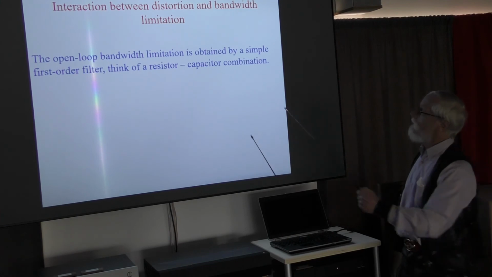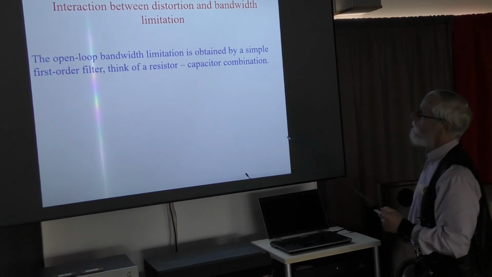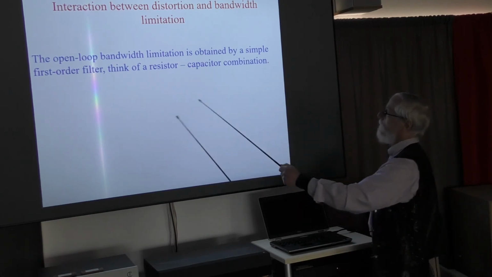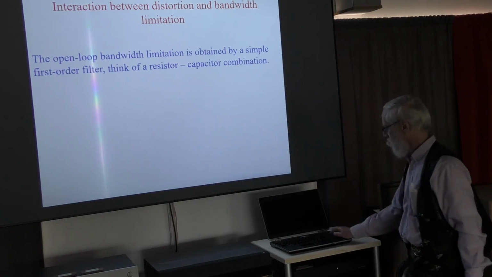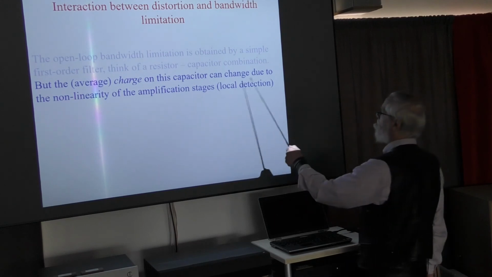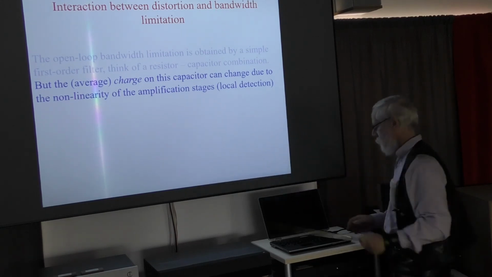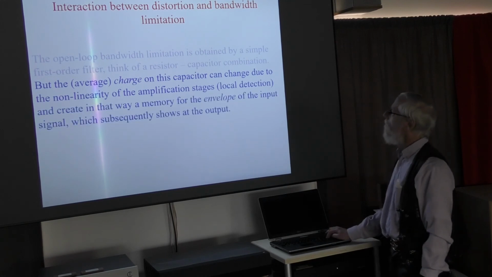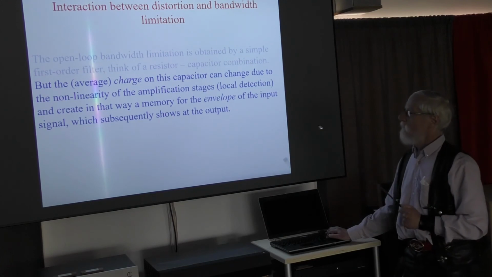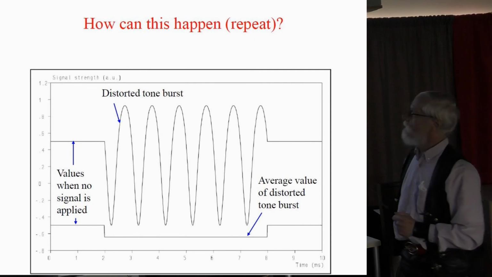Now, look at the interaction between the distortion and the bandwidth limitation. The open loop bandwidth limitation can be obtained by a simple first order filter, think of a resistor capacitor combination. But the average charge on this capacitor can change due to the nonlinearity of the amplification stages, or what we call local detection, and create in that way a memory for the envelope of the input signal, which subsequently shows up at the output. Again, it's the same figure again.